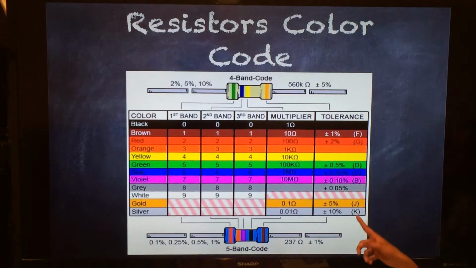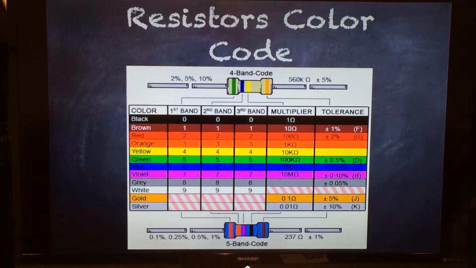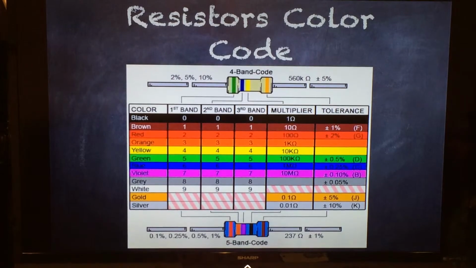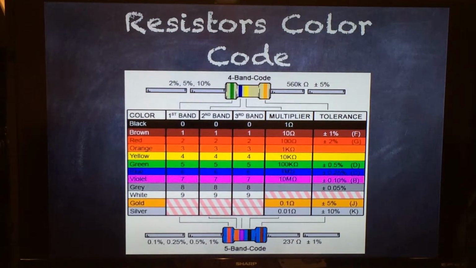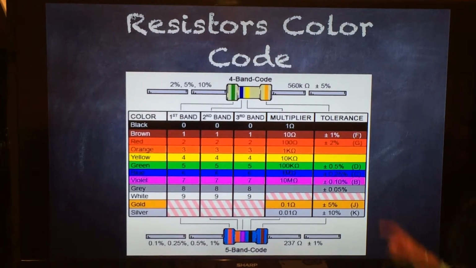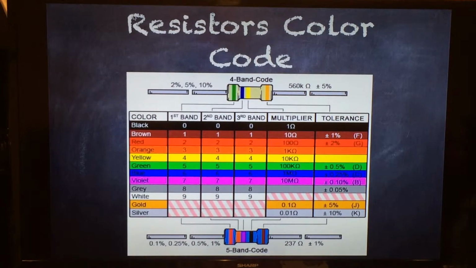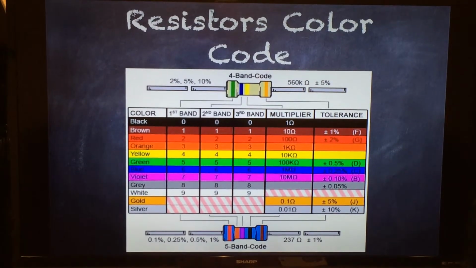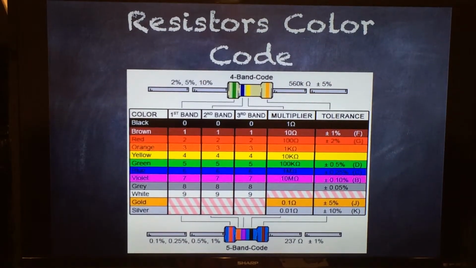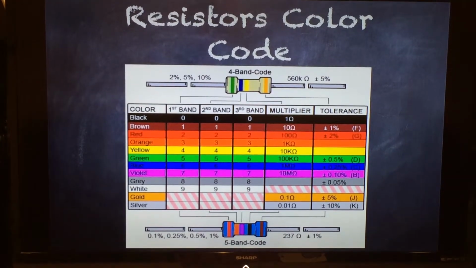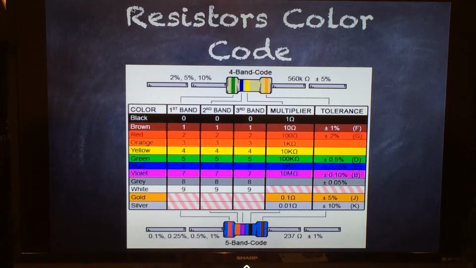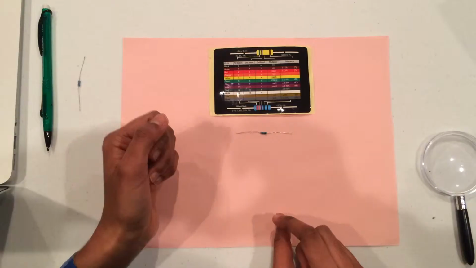The tolerance then tells us the margin of error based on the amount that we get for the resistance. For example, if we determined that we had a resistor that was 100 ohms and there was a tolerance of 1%, that means that the actual resistance that the resistor would give at any one given time would vary by 1%. So it would be between 99 ohms and 101 ohms. I'll be showing you a demonstration of this soon.